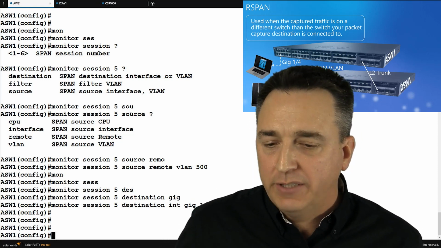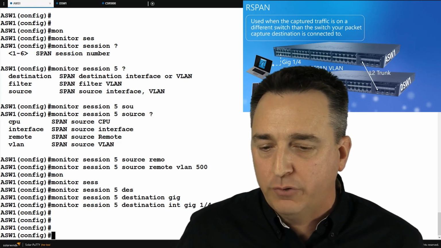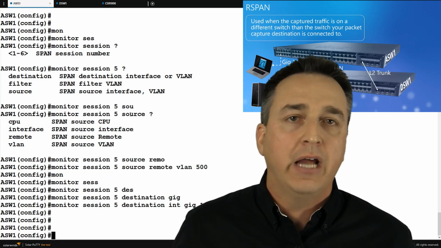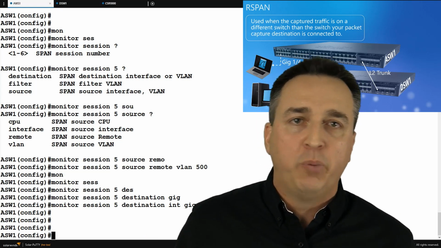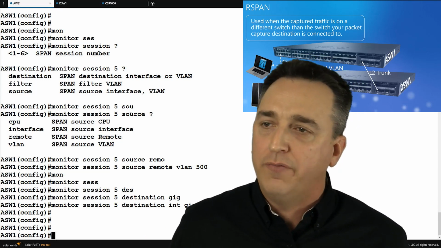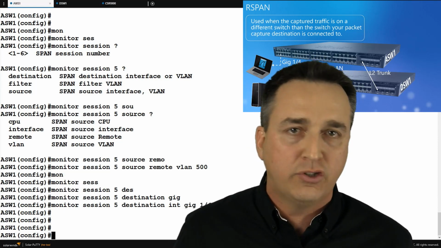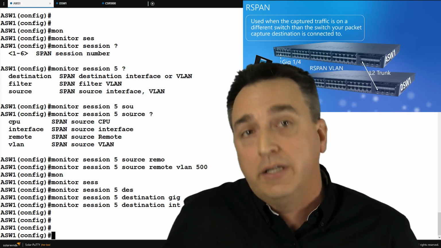Is it best practice to use a dedicated trunk for RSPAN due to the amount of traffic it's capturing from multiple sources? Not necessarily, because if your trunk links have the capacity to support the captured traffic as well as the regular traffic, then you don't need a dedicated link or connection or trunk for that. But if you don't, then it's not a bad idea.